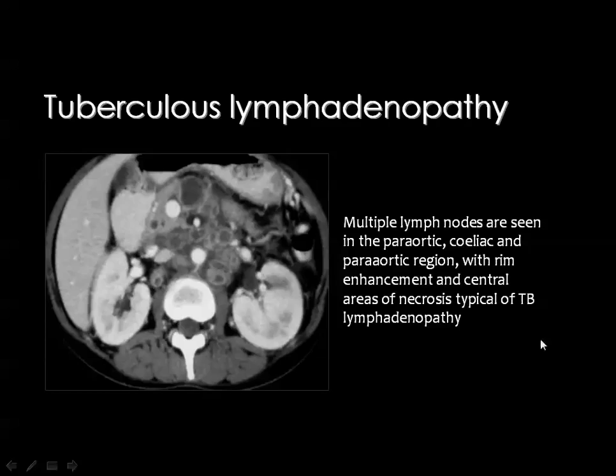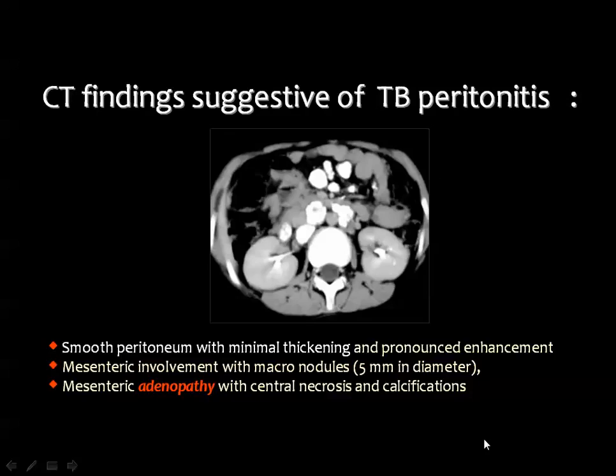You know that this is the superior mesenteric artery, and this is the superior mesenteric vein, this is the pancreatic head, and this is the common bile duct, and this is the common pancreatic duct. Then this is a case from our hospital, and you see there are multiple calcified mesenteric lymph nodes as well as calcified retroperitoneal para-aortic lymph nodes. And these are the CT findings that can suggest tuberculous peritonitis.